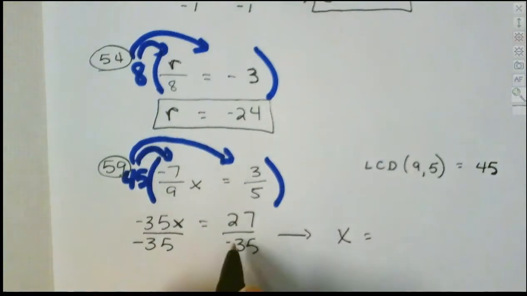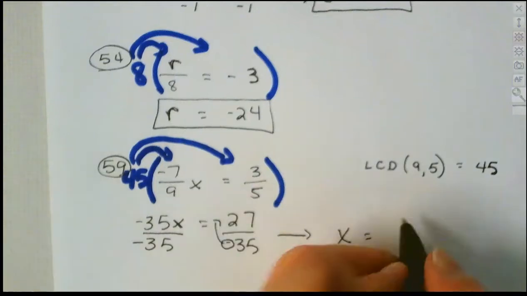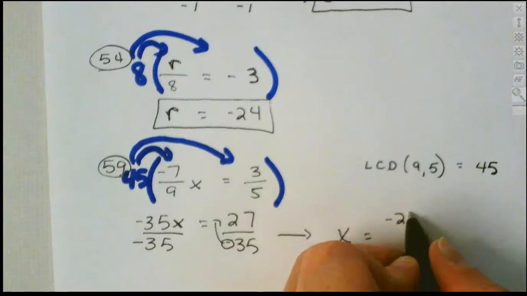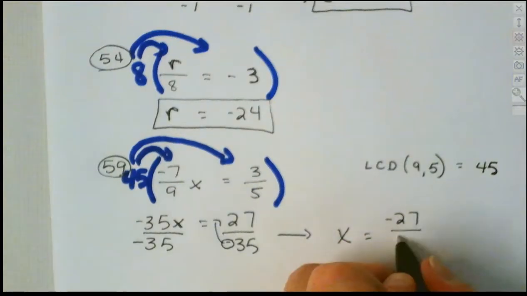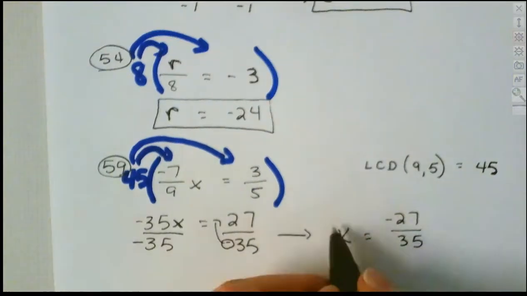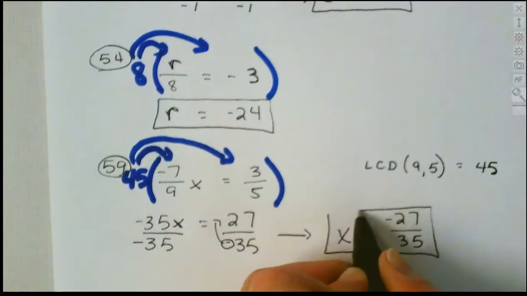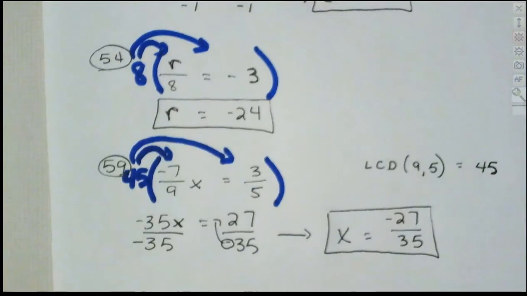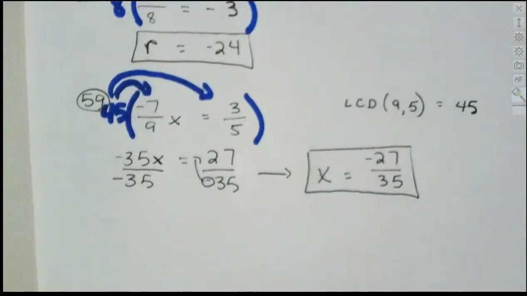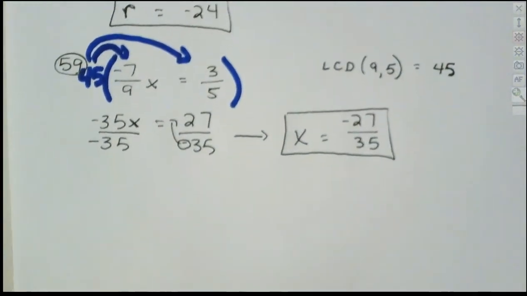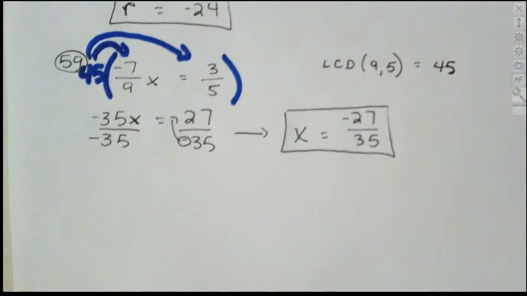On the right, all we're going to do is bring that negative up to the top. And that's going to be a minus 27 over 35. So that's going to be my answer on that one. And that's going to be a minus 27 over 35. And we're going to do several of these where we clear up the fractions.